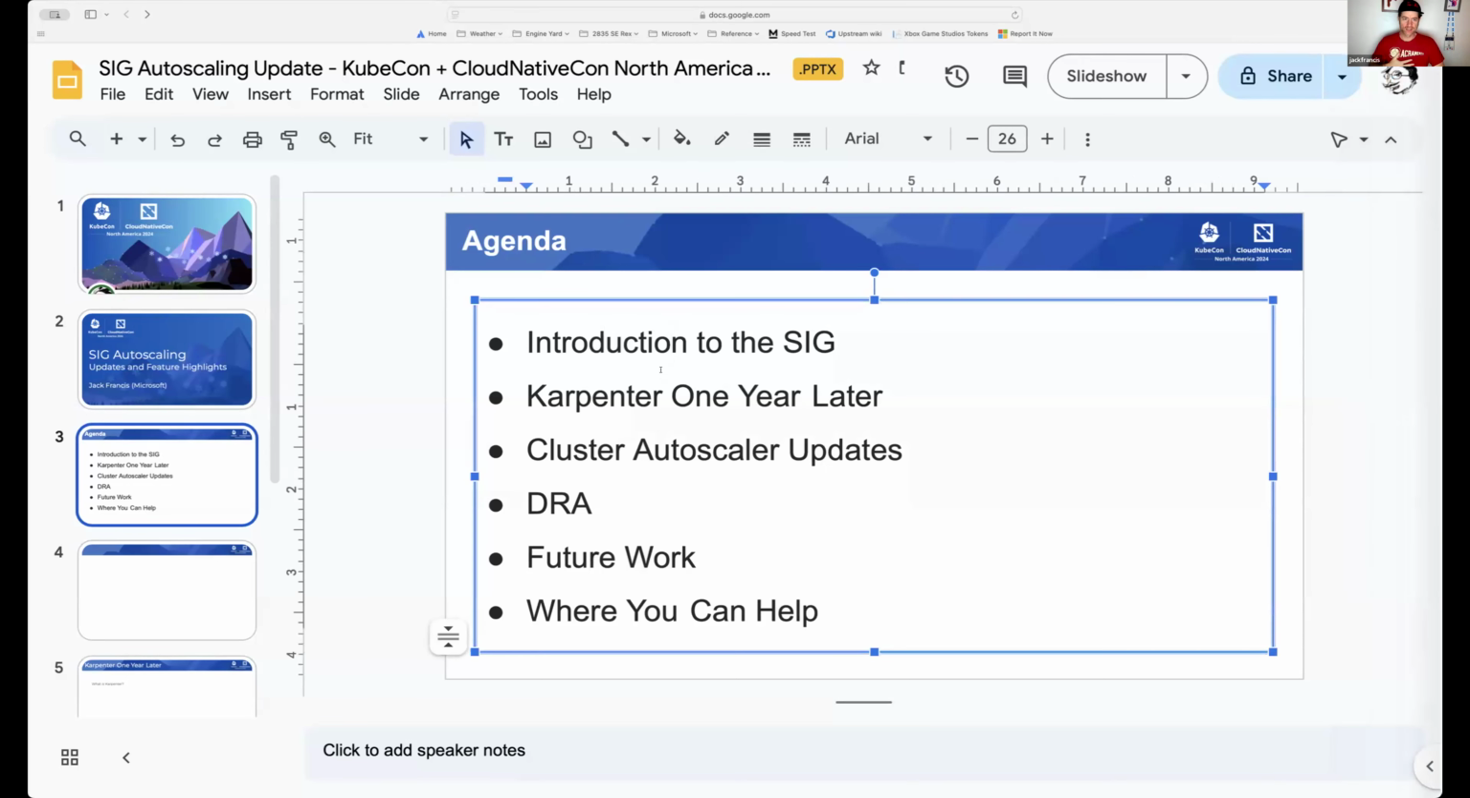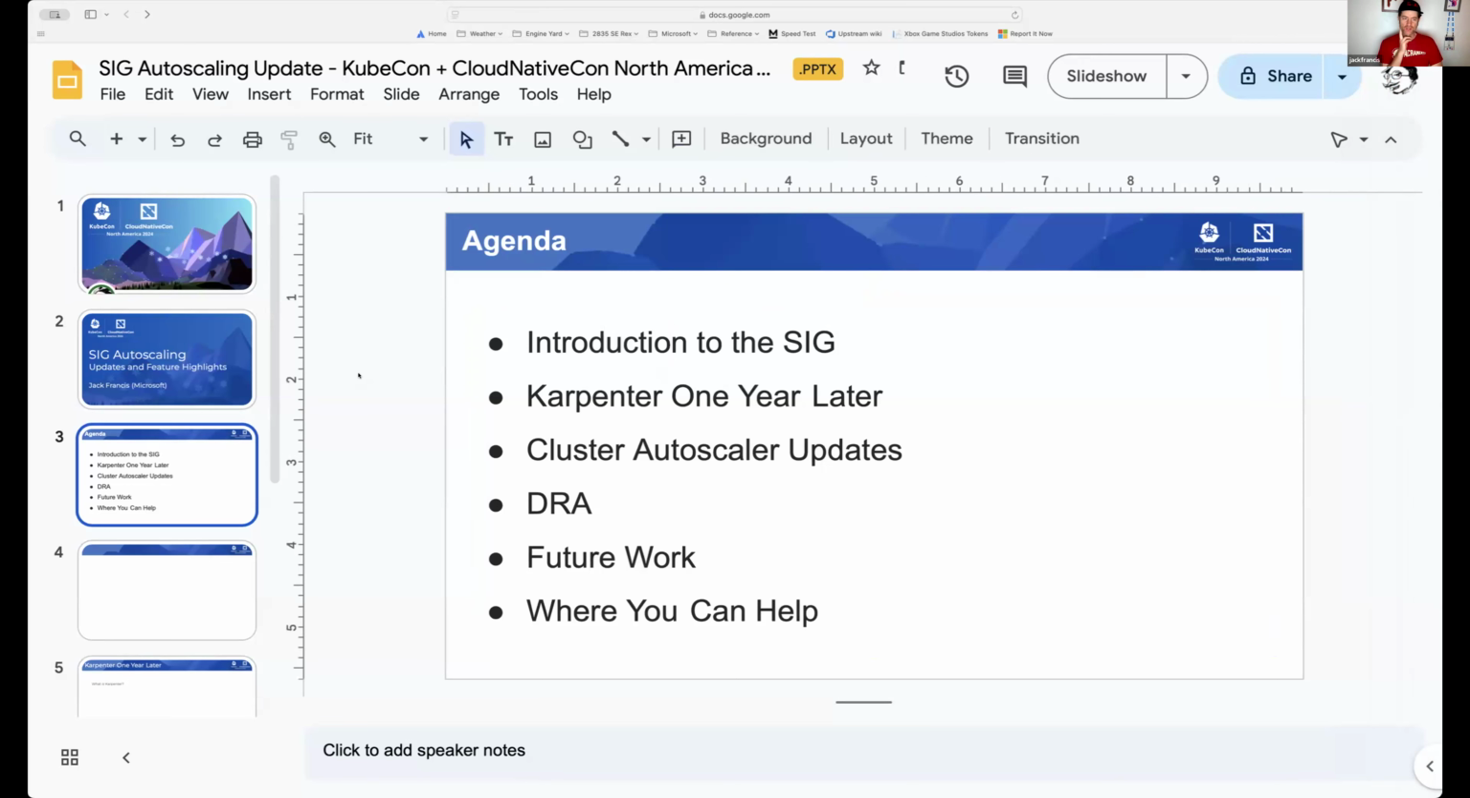So yeah, hopefully some of us will be going to KubeCon besides just myself in November, Salt Lake City. If you're there, please hit me up on Slack and we can meet up. But I'm going to be giving the talk for SIG Autoscaling.